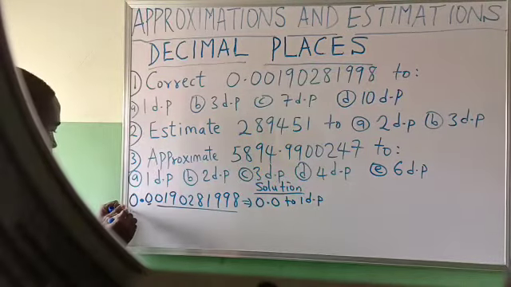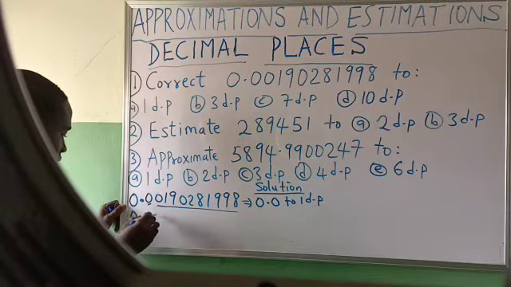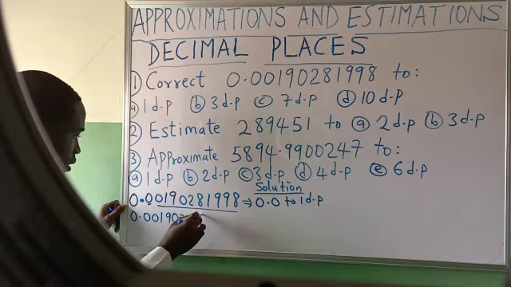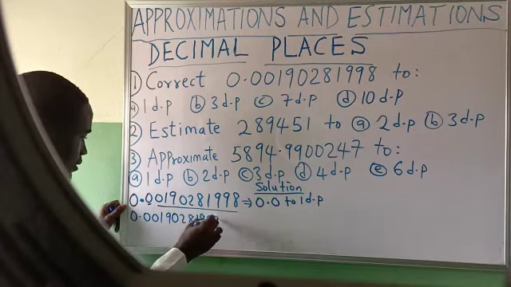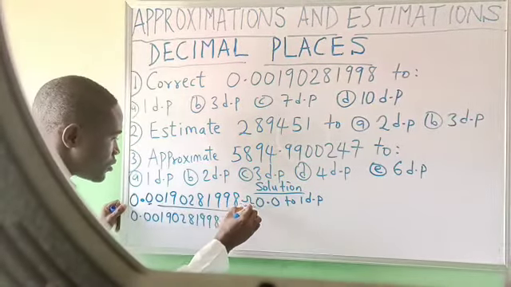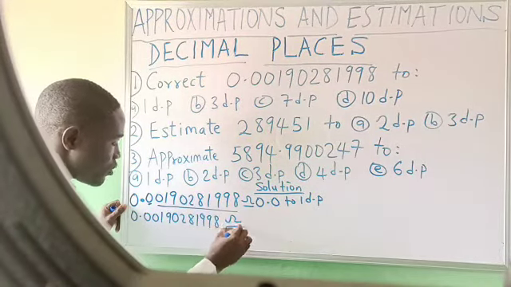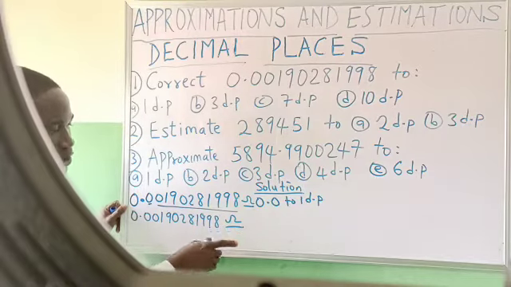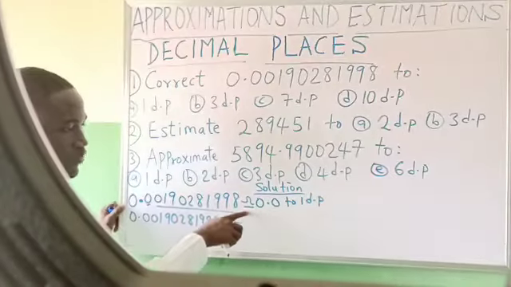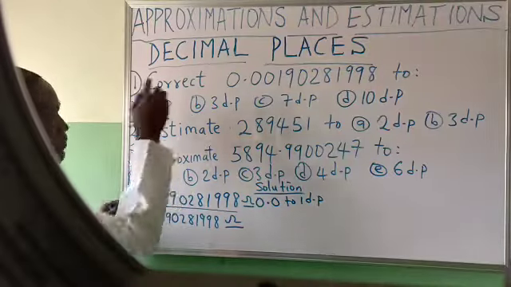Now to 3 decimal places, I'll write everything again: 0.00190281998. I will put my sign of approximation. Please, it is important to put this sign of approximation. That shows you are dealing with approximation. Please, don't forget about this sign of approximation. Now to 3 decimal places.